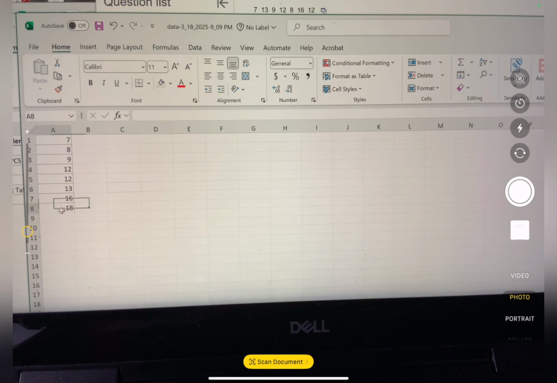So I'm clearing this 18 because the database doesn't have it. First I have to find the median. That will be my Q2. Total we have Q1. Okay, we have Q2, which is equal to the median.